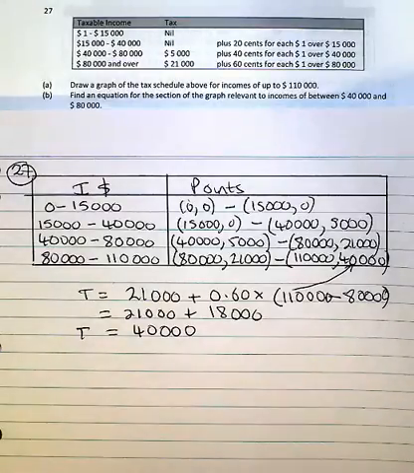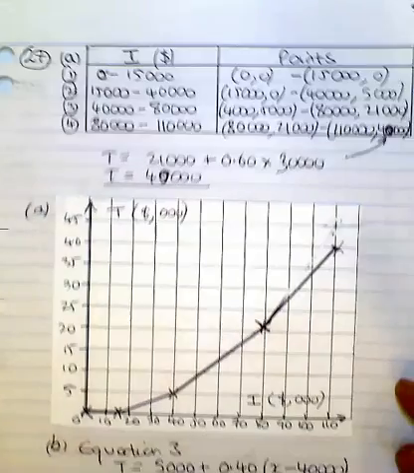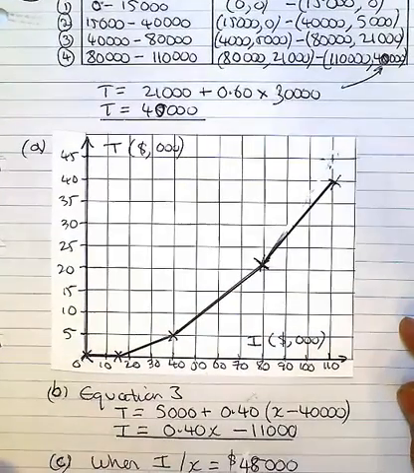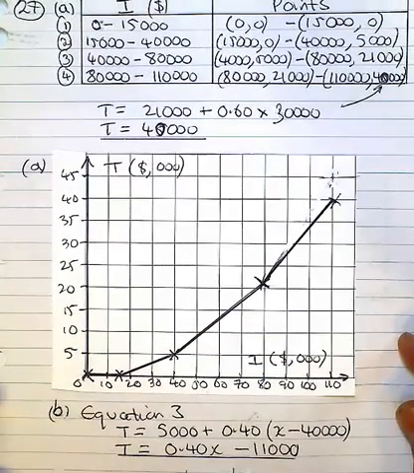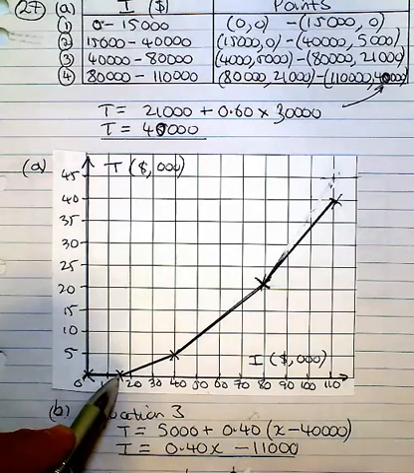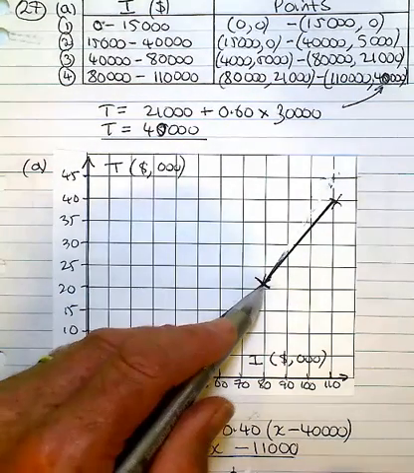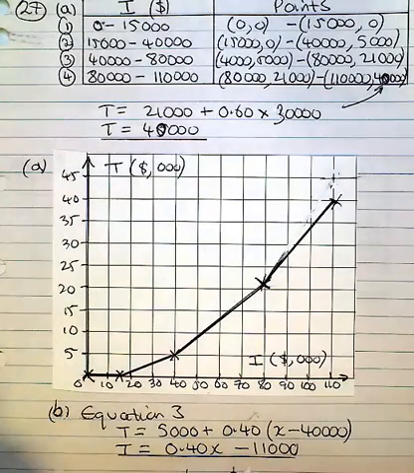Now, I've done this graph earlier, but now we've got the points. It's a relatively straightforward thing to graph these onto a graph. Using the points, you can see what I've done here. So 0 to 15, then 15 to 40, then 40 to 80, and finally 80 through to 110.